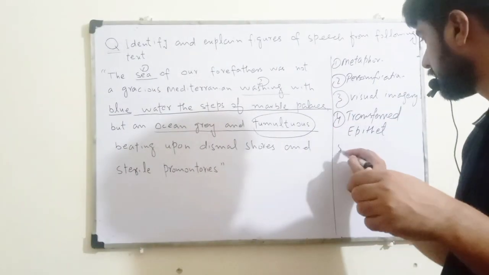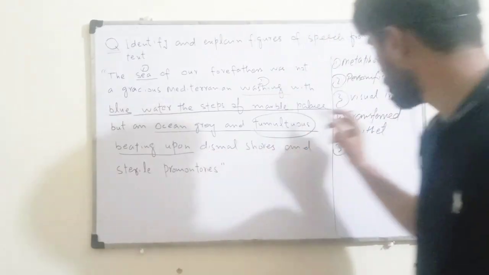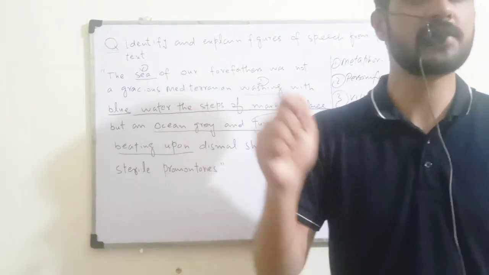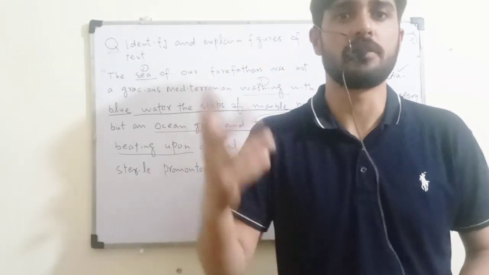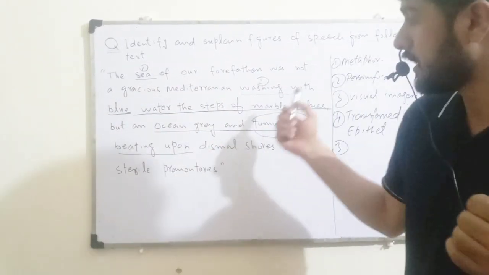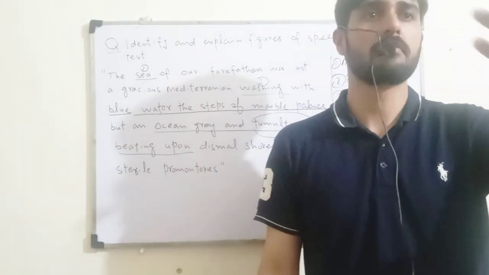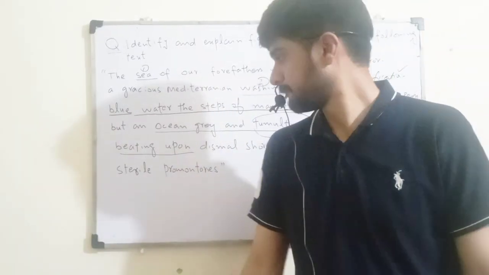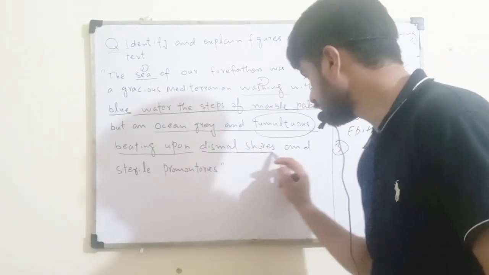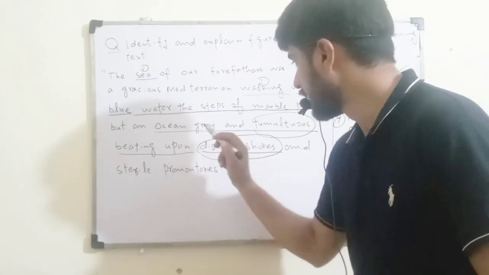In the fifth case, we can see here beating upon. Again personification is repeated here. Beating is the action of a human, and here we give this action to a non-human object, that is sea. Dismal shores. Dismal means sad, full of despair, sorrow.